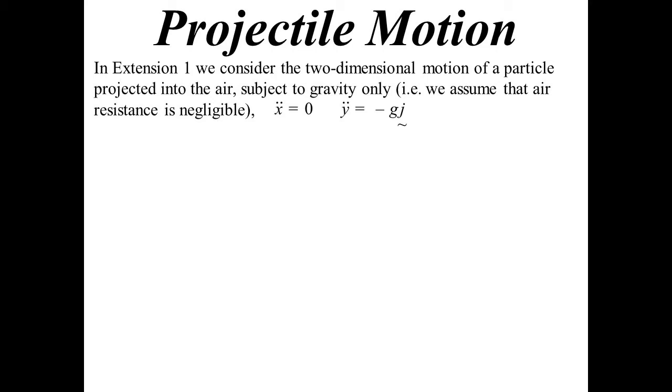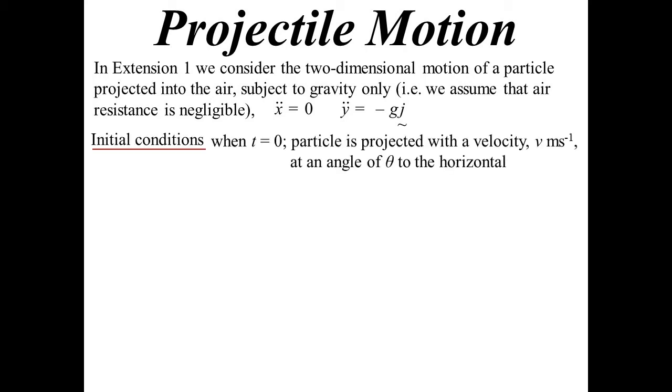So the acceleration horizontally will be 0. There are no forces acting on it horizontally. Whereas in the vertical direction, gravity is going to have an effect. Now gravity acts towards the ground, so I'm going to make that negative. So negative g for gravity, and we're saying that's in the vertical direction. Some initial conditions. Well, at t equals 0, we're going to assume it's projected with a velocity of v, and at some angle theta to the horizontal.